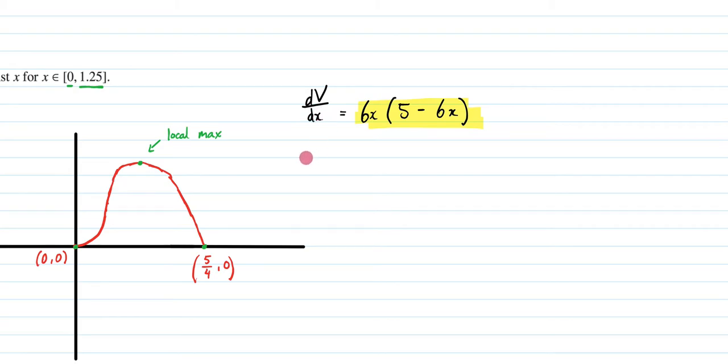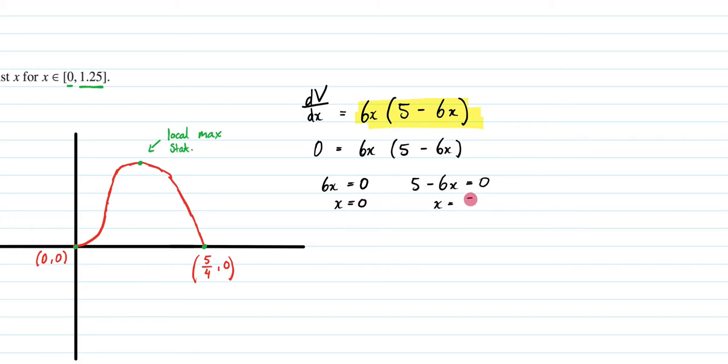If I want to find what my stationary points are, because my local max is a stationary point, what I do is I set that equal to 0, and I'm going to solve for x. So we've got this. In solving for x, I'm going to set each of these factors equal to 0. So I'm going to get 6x is equal to 0, and I'm going to get 5 minus 6x is equal to 0. Then I'll solve both of these for x. I'm going to get x equals 0, and I'm going to get x is equal to 5 over 6.